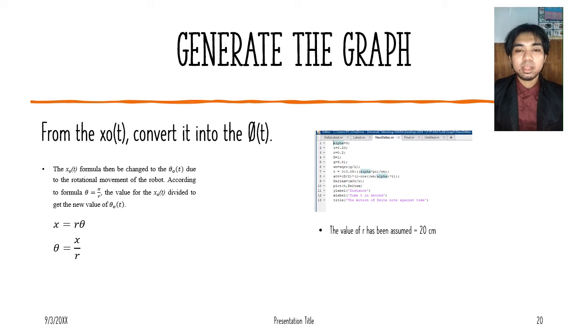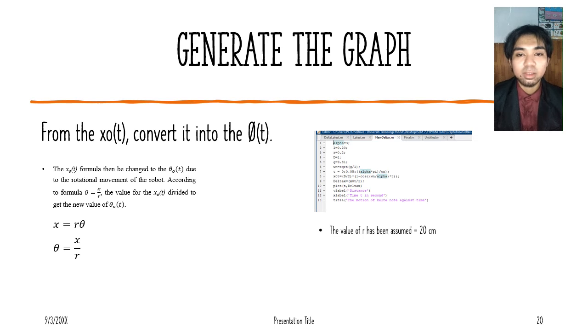Then from x naught t, we have to convert it into delta t. The formula changed due to the rotational movement of the robot. According to the formula, delta equals s over r. The value of delta can be obtained from the formula. So we have to assume the value for r. I have assumed the value of r is equal to 20 centimeters.